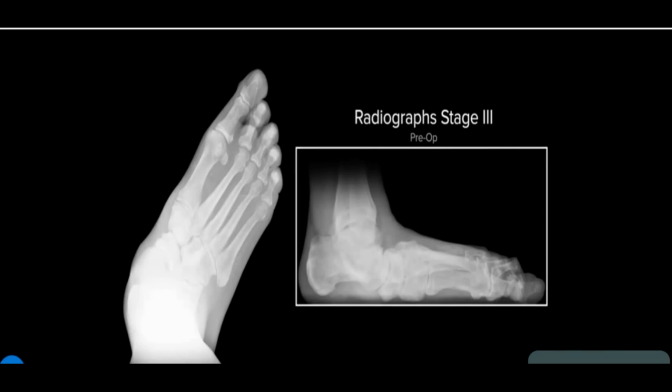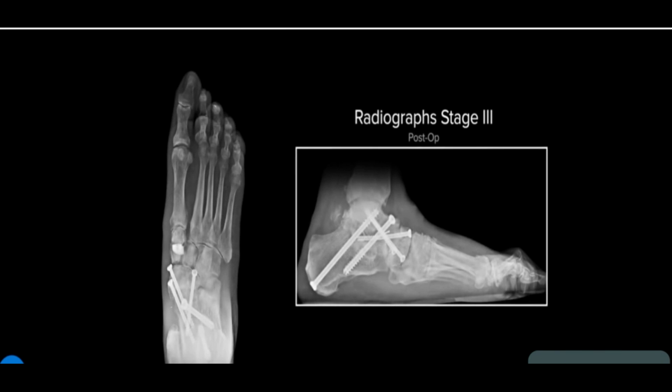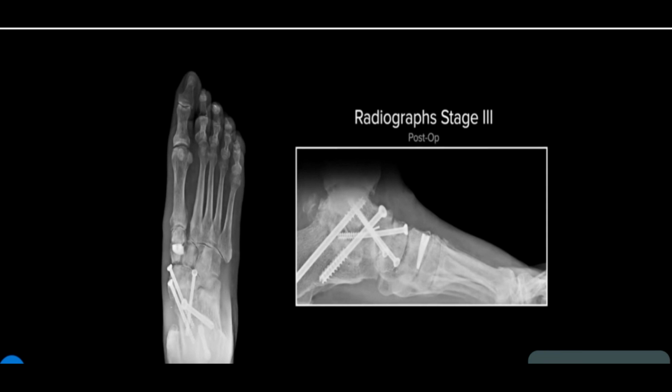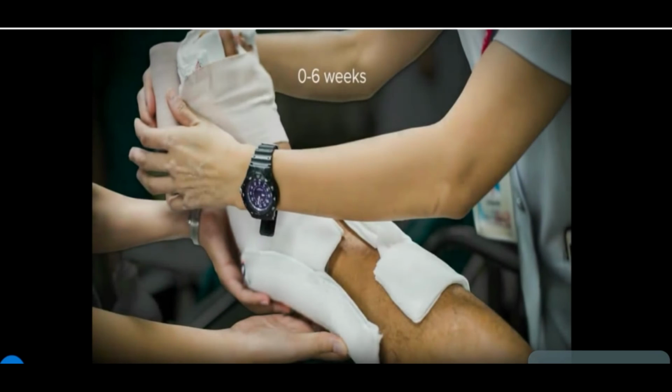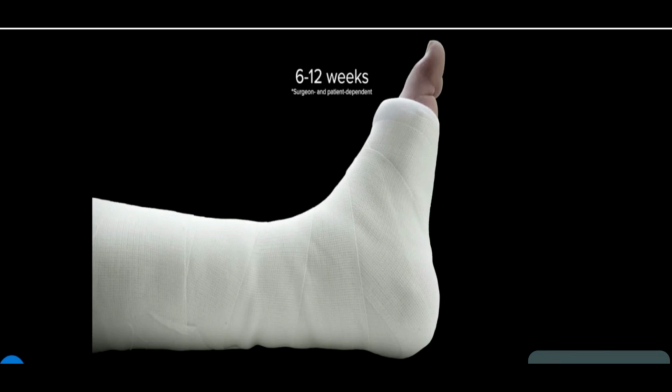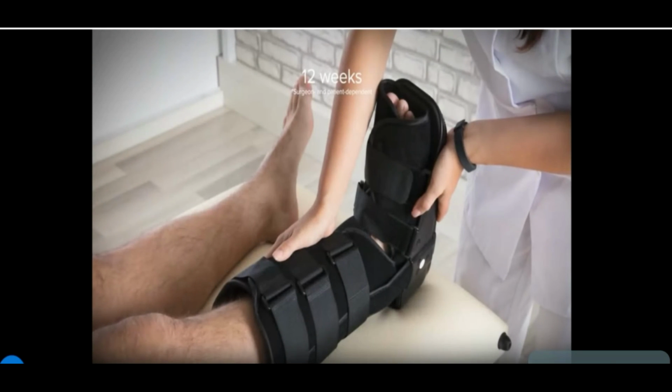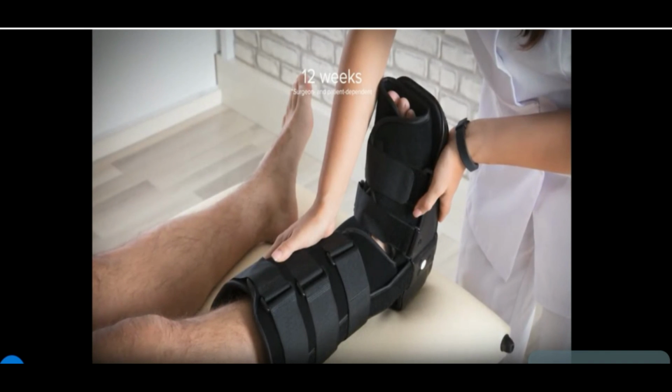This example of a stage 3 deformity shows correction with a double fusion and a Cotton osteotomy. Finally, with fusion procedures, there is a period of non-weight bearing before progressing to partial and full weight bearing. Progression is patient-specific and can sometimes require a prolonged period of protection in a plaster cast.